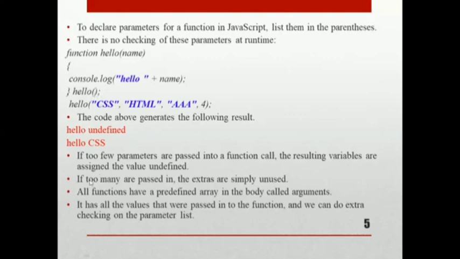Okay, then if too many parameters are passed in, the extras are simply unused. So that's why it will print only the first one. All functions have a predefined array in the body called arguments. These are the arguments. It has all the values that were passed into the function, and we can do extra checking on the parameter list. Here extra parameters were passed in to that function. Here we have seen the function with no parameter and with parameter.